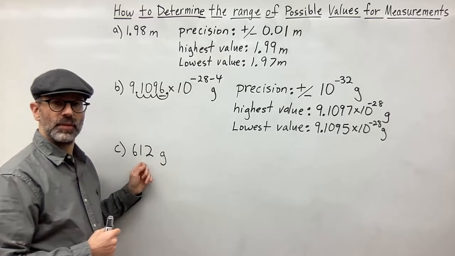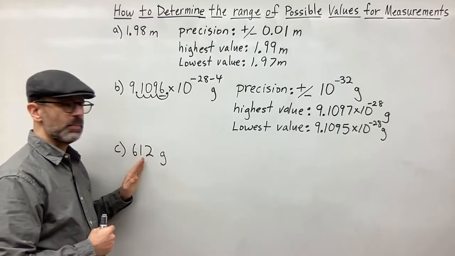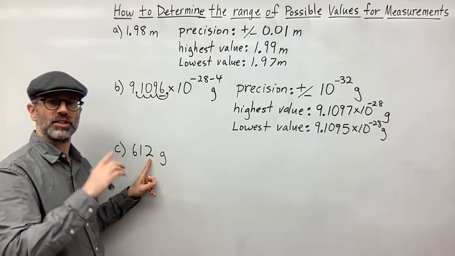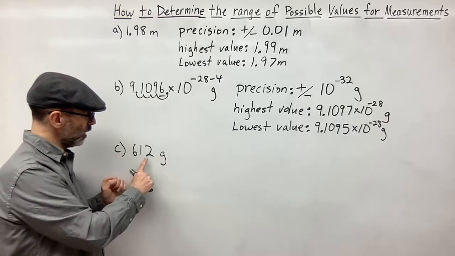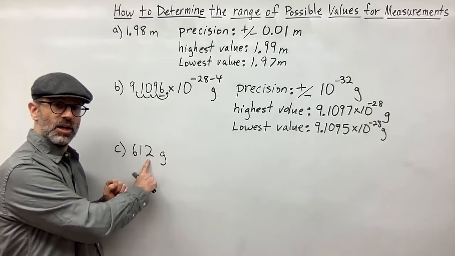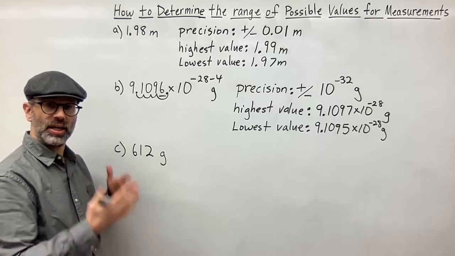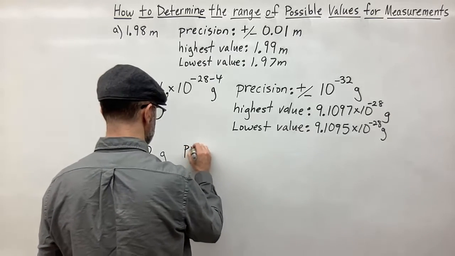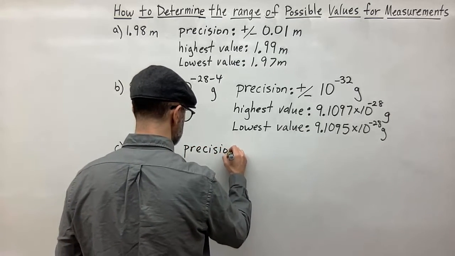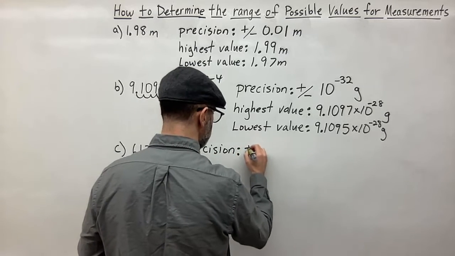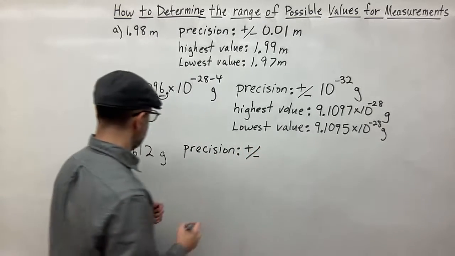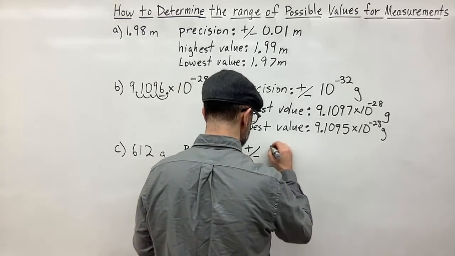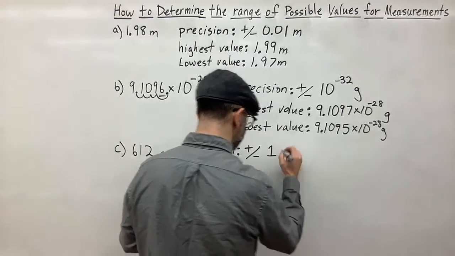So again, if this is the measure in grams, the precision, unless you're told otherwise, you assume that the precision is going to be plus or minus 1 in the last digit. Now here, the last digit is in the ones place, so my precision is going to be plus or minus 1 in the ones place. So if I write the precision, that again is going to be plus or minus 1. And since the last digit is in the ones place, it's going to be plus or minus 1 gram.